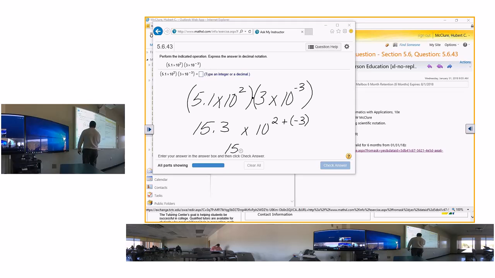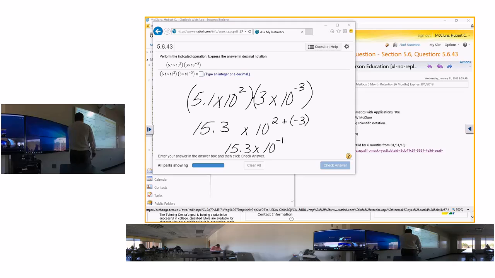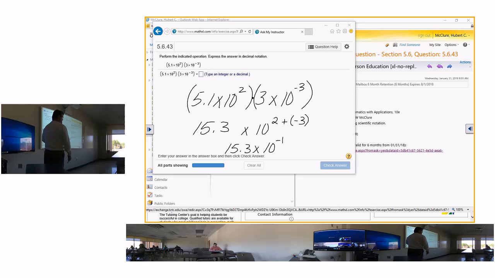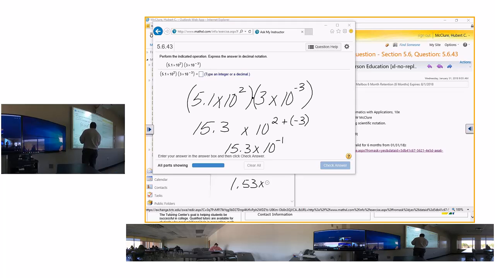15.3 times 10. Okay, 2. You have $2 in your pocket. You owe $3. You give them the $2, you still owe what? You still owe $1. Is this in scientific notation? No, it's not. So I'm going to put it in scientific notation. So 1.53 times 10 to the negative 1 blank 1.